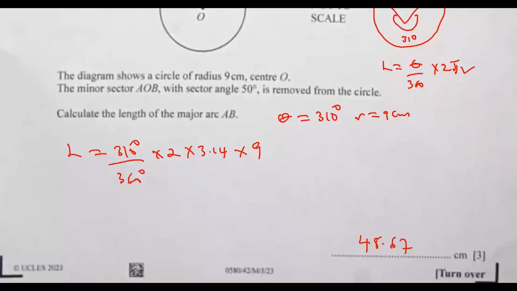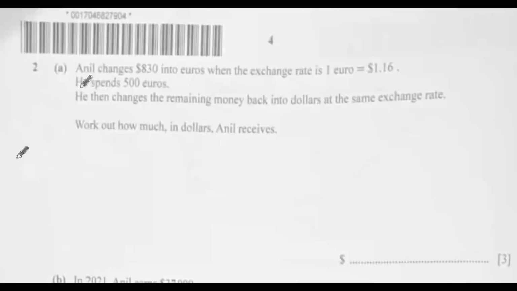So let's go to the next question. That will be question 2A. Anil changes $830 into euros when the exchange rate is 1 euro equals $1.16. Then he spends 500 euros. He then changes the remaining money back into dollars at the same exchange rate. So work out how much in dollars Anil receives.